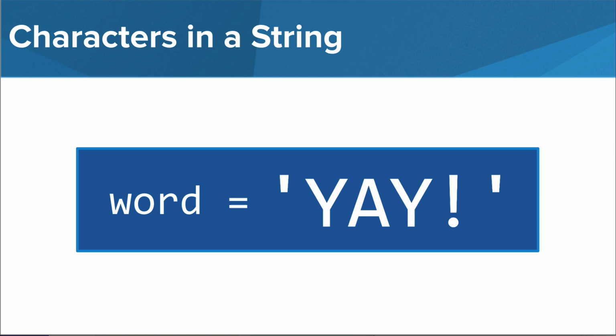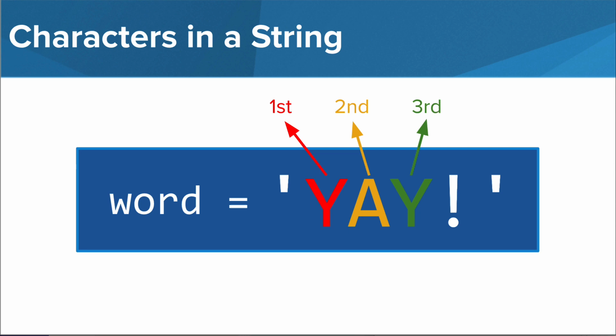Each letter or symbol in our string is called a character, and they are arranged in a specific order to create the text we want. The first Y in the string is the first character, the A is the second character, the second Y is the third character, and the exclamation point is the fourth character.